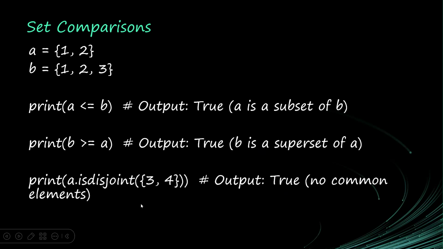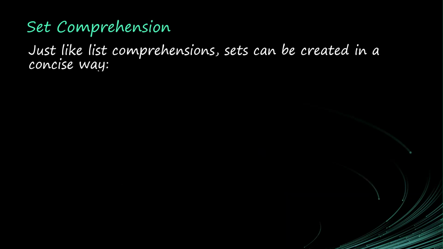So no common elements. When you say is disjoint, it means that they don't have any elements in common. A and B have something in common, but A and 3, 4, as I said, does not have anything in common. So that's the disjoint. Is disjoint will give you true or false depending on whether they have any element in common. All right. So you can also do set comprehension.